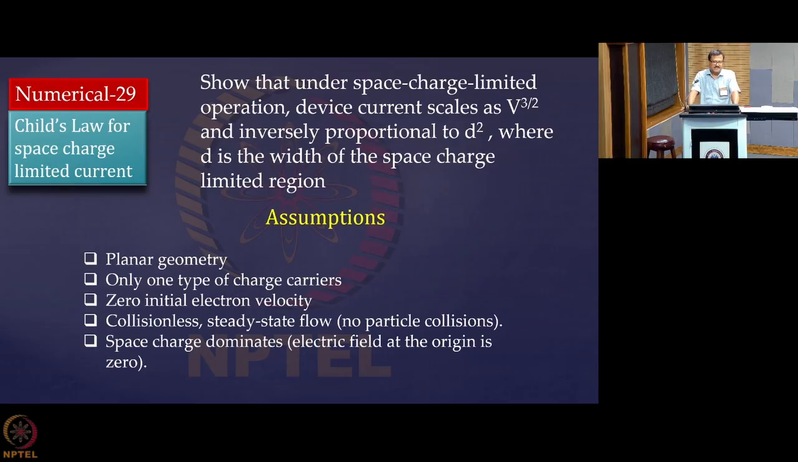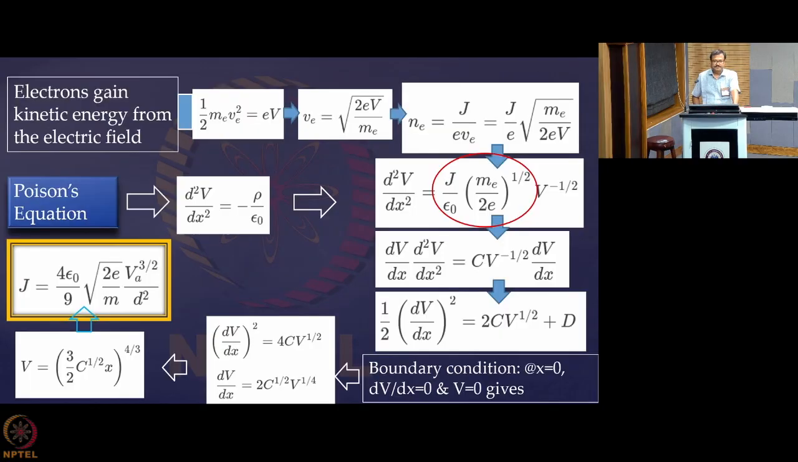And what kind of relationship it follows, this numerical 29 tells you. So I'll just tell you that thing. We have several assumptions: a planar geometry, only one type of charge carriers, either electrons or ions, then zero initial electron velocity, collisionless plasma, and space charge dominates. So electrons in case of these vacuum devices, and ions in case of sheath.